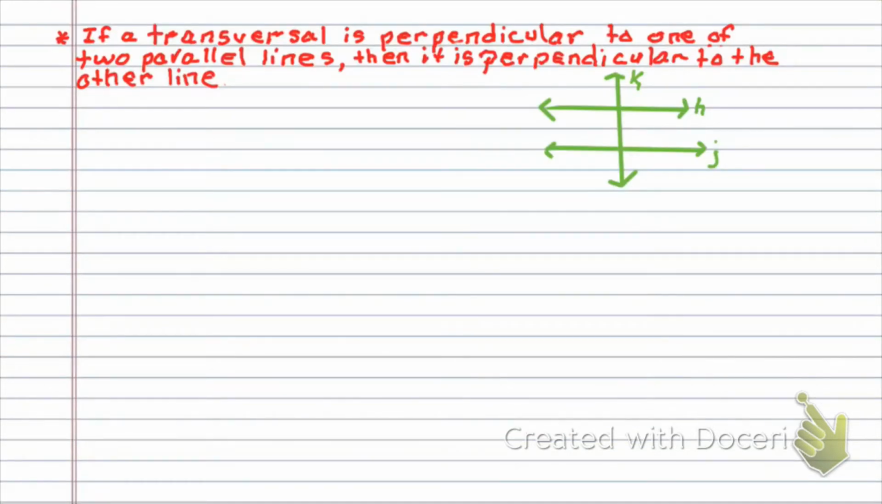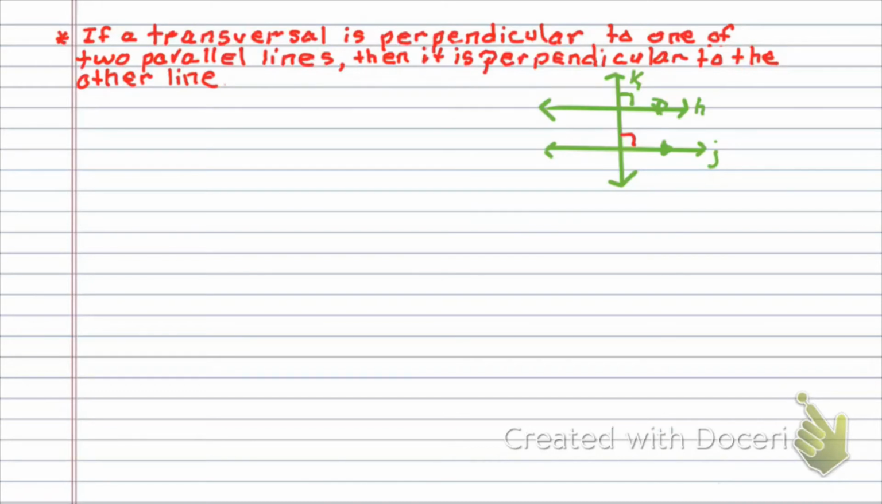Another way that we can prove that lines are perpendicular has to do with this statement. If a transversal is perpendicular to one of two parallel lines, then it is perpendicular to the other line. So what this means is, if I know that I have two lines that are parallel, such as line H and line J, and I know that line K is perpendicular to one of those lines, then what I can say is that line K has to be perpendicular to the other parallel line.